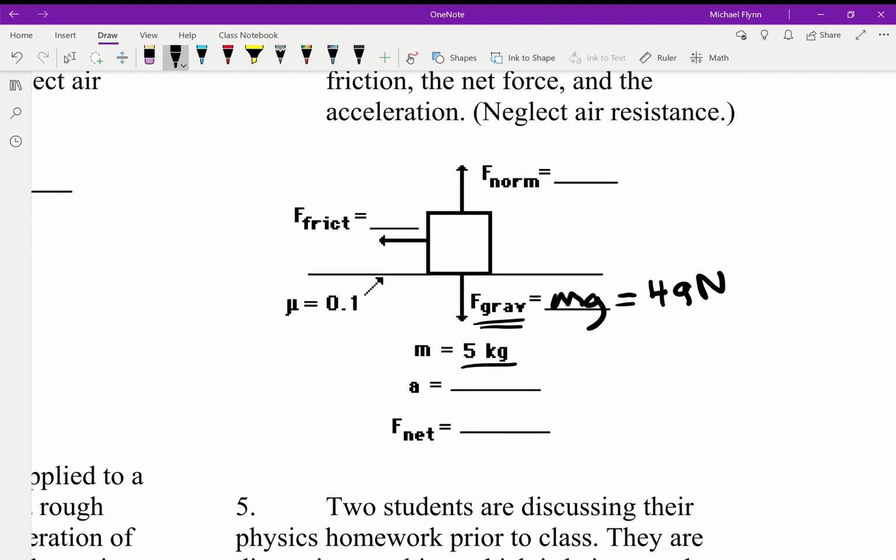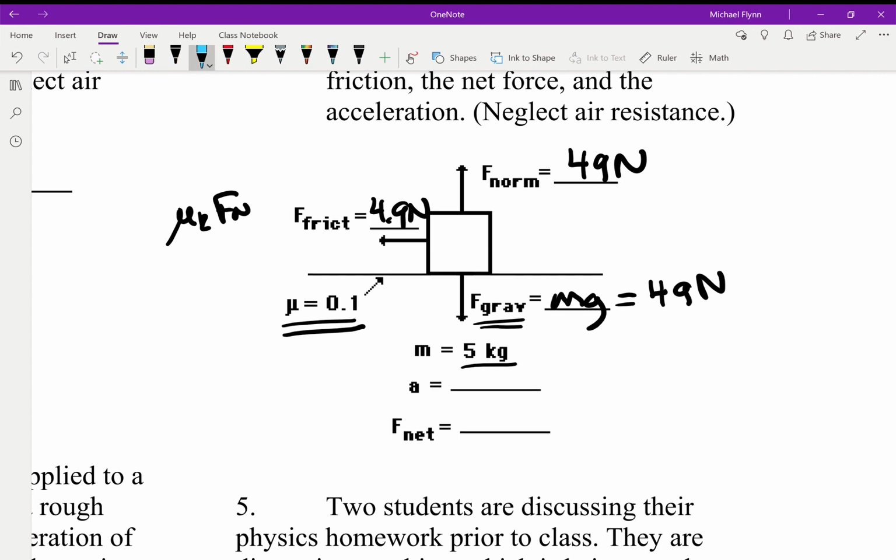Now what about the normal force? Well, the normal force is going to balance the force of gravity. So the normal force is also 49 newtons. Those are almost always the same number. Now that I know how much my normal force is, I know how much friction I have, because the force of friction is the coefficient of friction times the normal force, right? So here's the coefficient of friction. I'm going to multiply that by 0.1. That's 4.9 newtons.